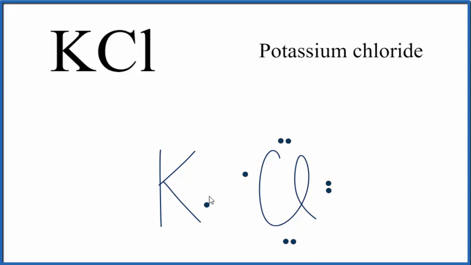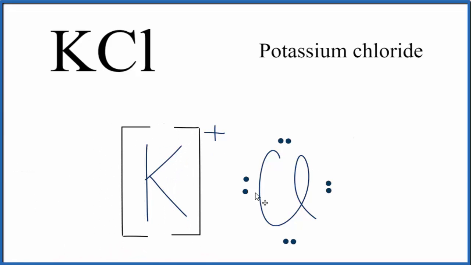So each one of these elements wants to have an octet, a full outer shell with 8 valence electrons. So because the chlorine has 7 and the potassium only 1, the potassium is going to transfer that valence electron to the chlorine. So now the chlorine has 8 valence electrons. Because it lost an electron, and electrons are negative, the potassium is going to have a +1 charge. We usually just write plus. We'll also put brackets around the potassium, the K here, to show that this is an ion.